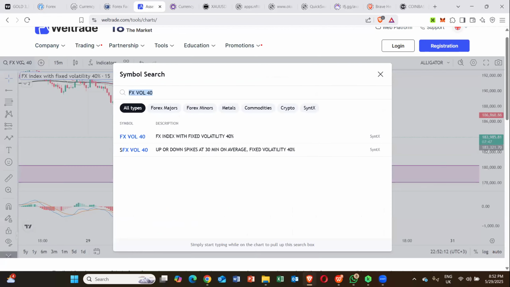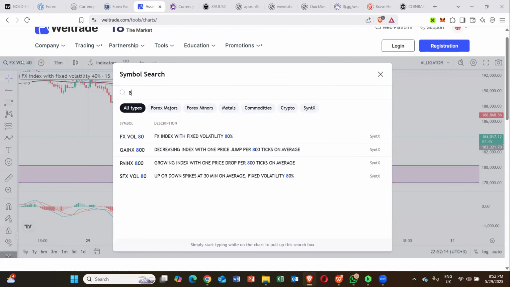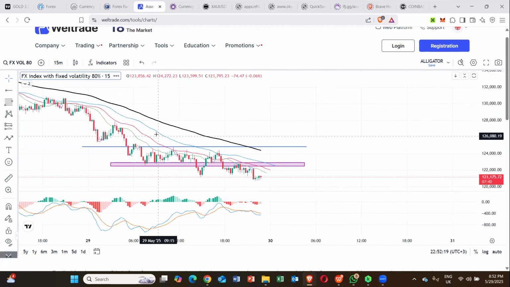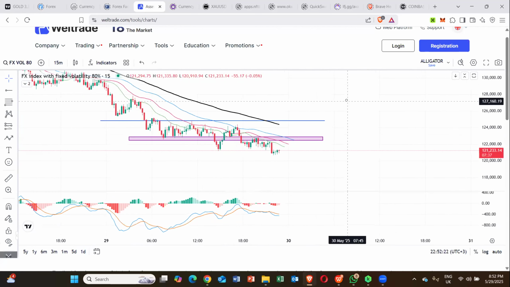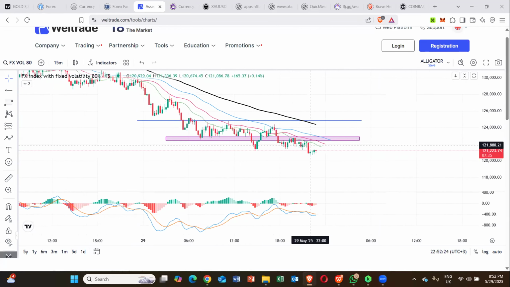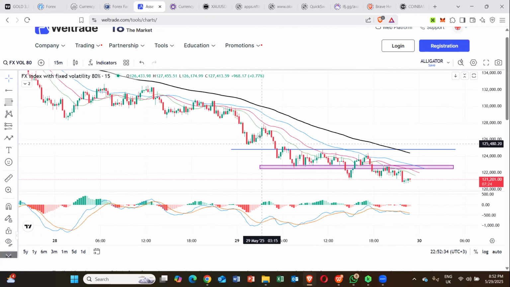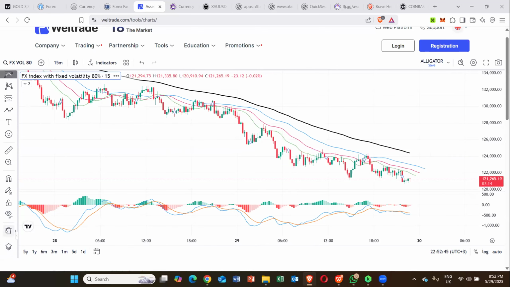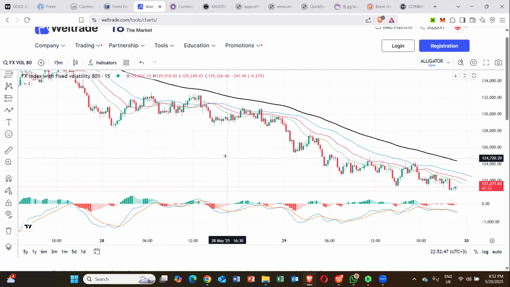So right now, let's go to 80. 80 has been selling forever. It still went ahead to break below this level, and it's still not tired. Still selling and selling. Okay, so I'm going to clear this entire chart, removing everything. I've deleted every drawing on the chart.